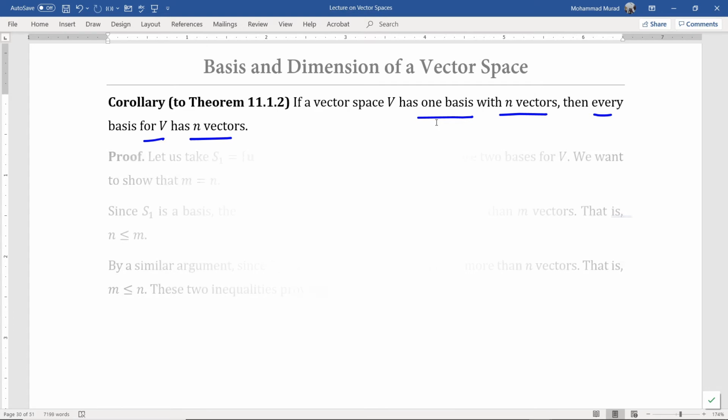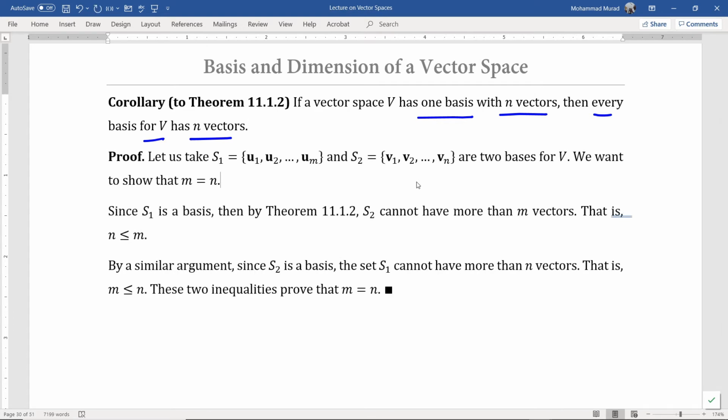Let's see the proof. Let's take S sub 1, the set of vectors u sub 1, u sub 2, up to u sub m, and S sub 2, the set of vectors v sub 1, v sub 2, all the way up to v sub n, are two bases for the vector space V. We want to show that m equals n, namely the number of vectors in the basis S1 is equal to the number of vectors in the basis S sub 2.